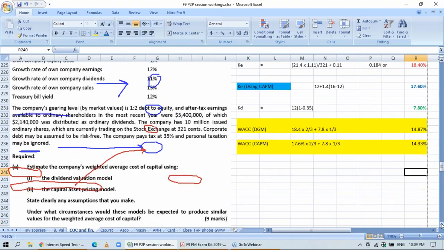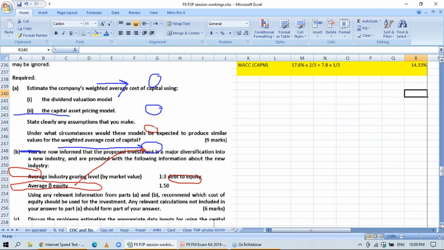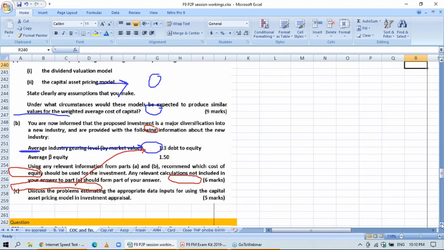Okay, now part B. Usually the DGM and CAPM should give the same values, but sometimes due to the inaccurate, imperfect market prices and growth rates, problems may result in difference of answer. So that's the answer to under what circumstances would these models be expected to produce similar values for weighted average cost of capital. So usually it should produce similar values. Otherwise, if there are problems in plug-in figures, then there will be difference. So you have to discuss the plug-in figures problem over there.